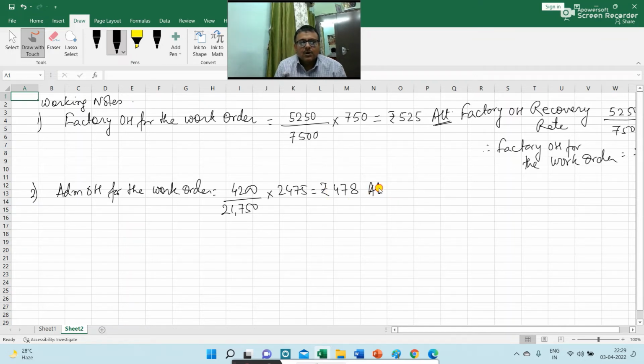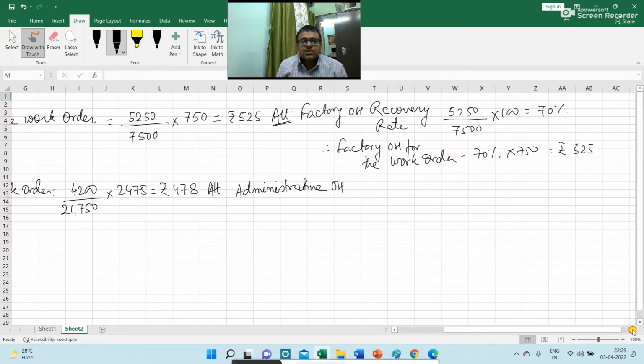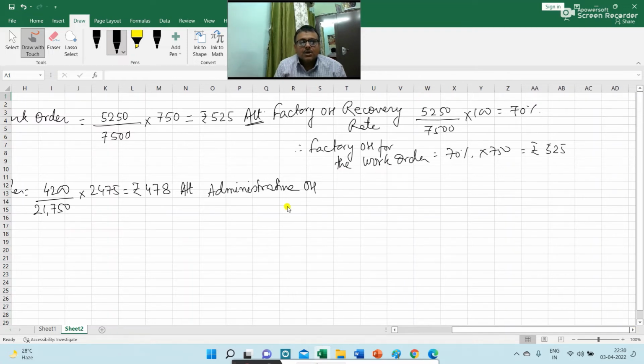Alternatively, you can calculate the administrative overhead recovery rate. Now it is given in the question that administrative overhead is recovered as a percentage of works cost. So administrative overhead recovery rate is equal to 4,200 divided by 21,750 into 100, and this percentage is 19.31%.